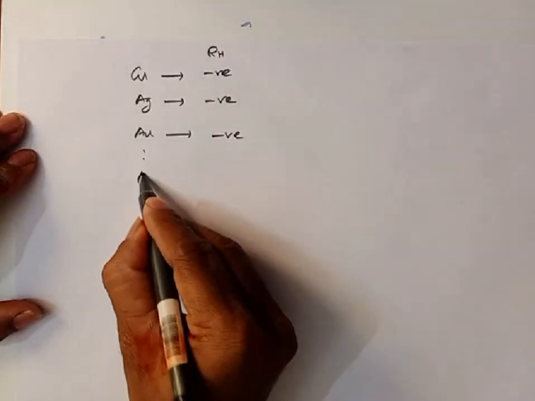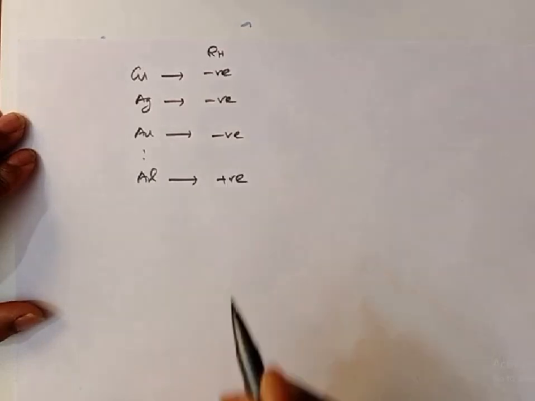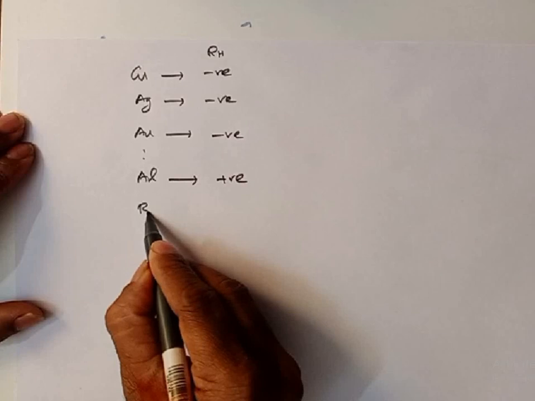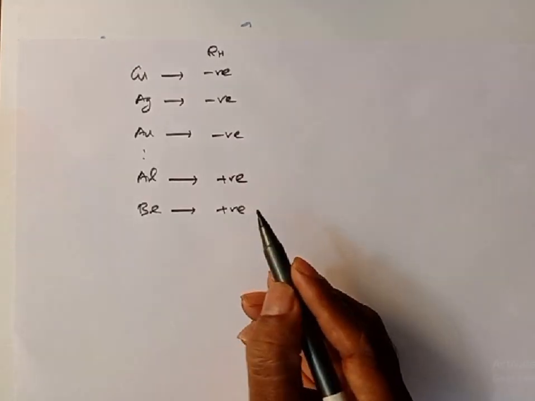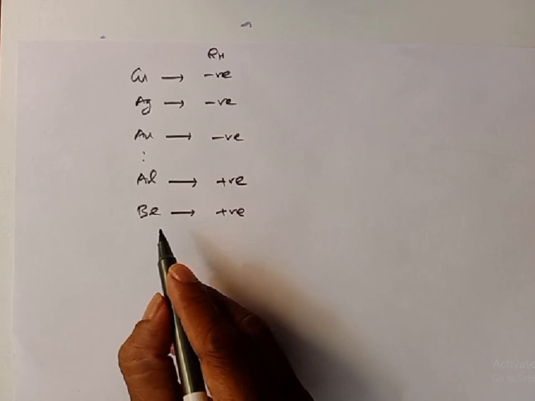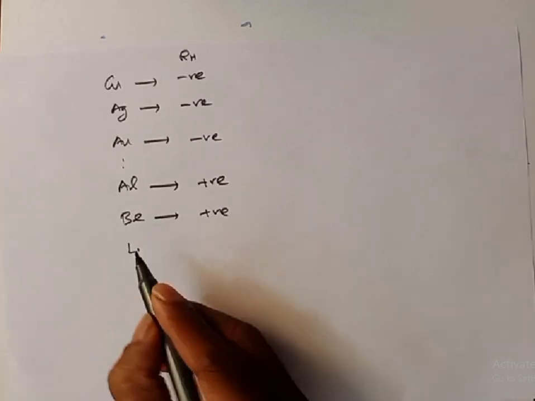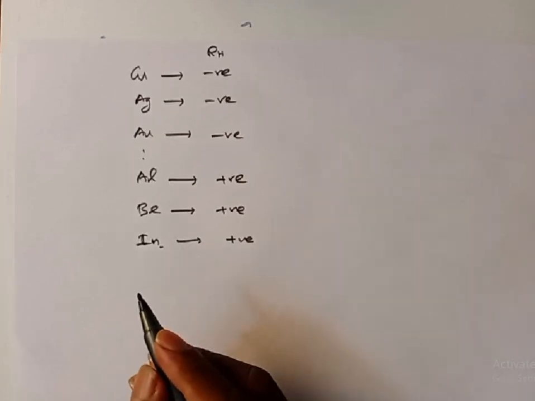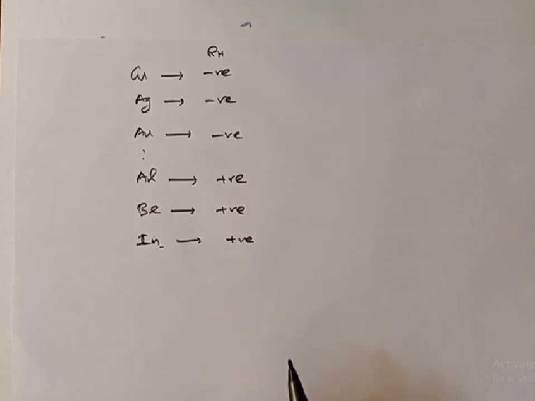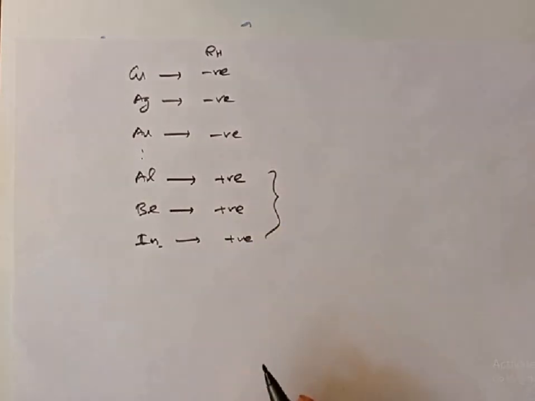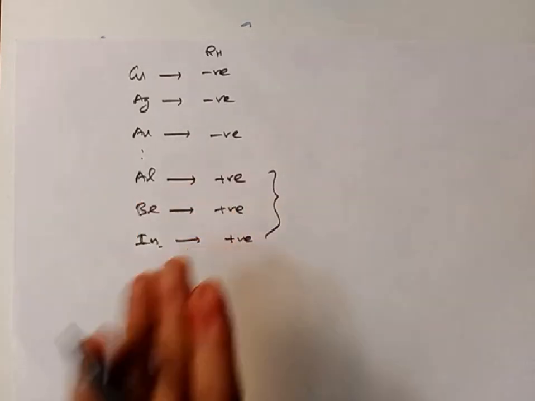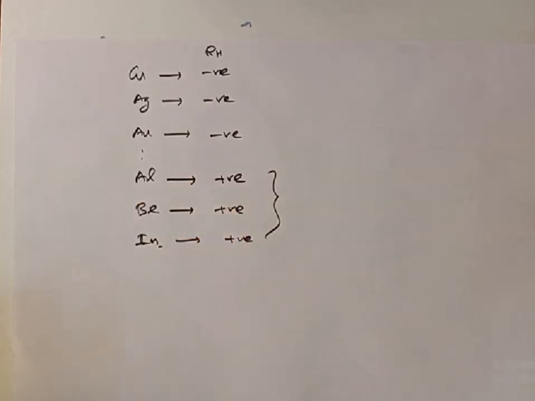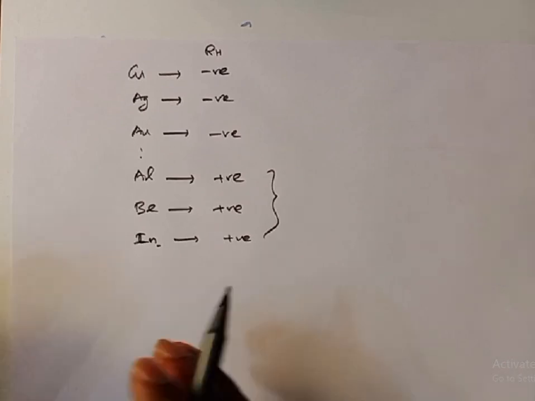But for metals like aluminium, unfortunately we get a positive value. For beryllium we get a positive value. For a metal like, I'm sorry, not lithium, indium, we get a positive value. These are a few examples. Drude theory could not explain why the Hall coefficient is positive for a few metals, so we are going to discuss this under limitations of Drude theory. So this is what we call the Hall effect. Remember, this is very, very important.